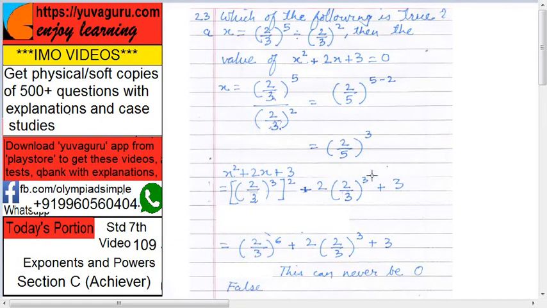Plus 2 into 2 upon 3 the whole cube plus 3, then everything is plus. So will this answer ever be 0? It will be point something or whatever number it may be. It can never be 0. That's why the answer is false.